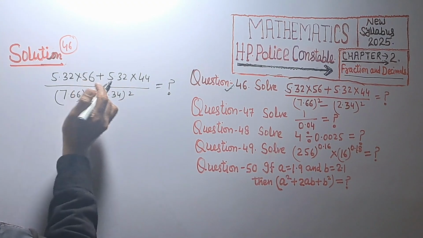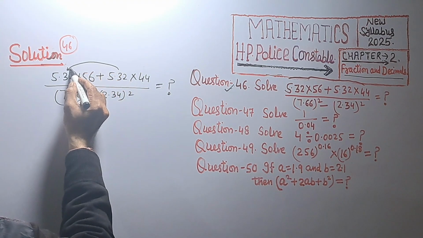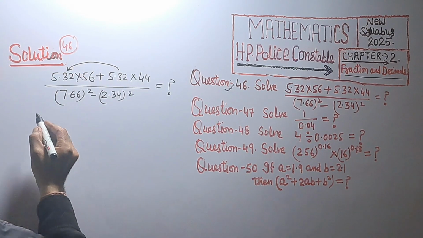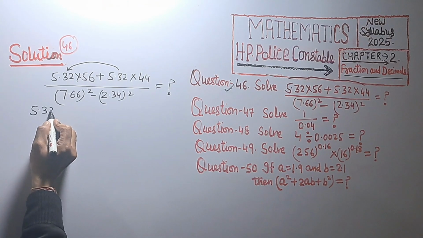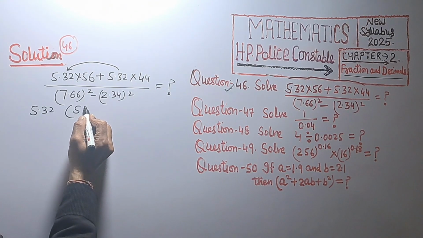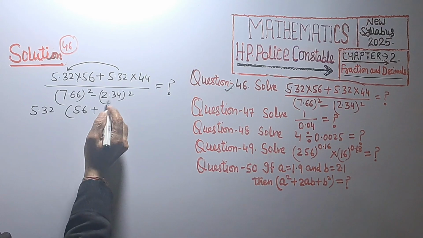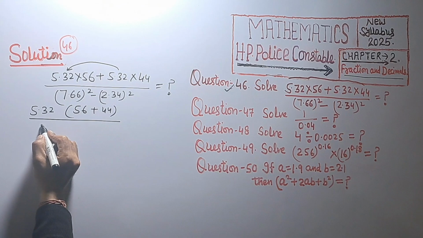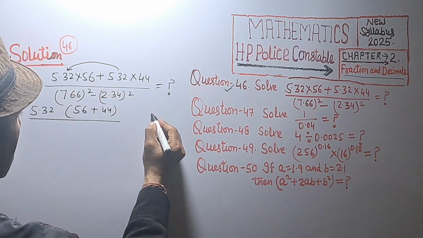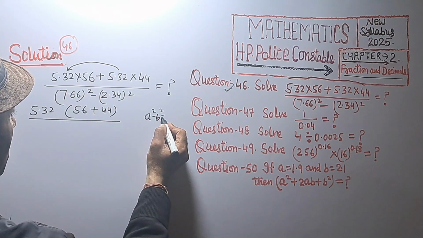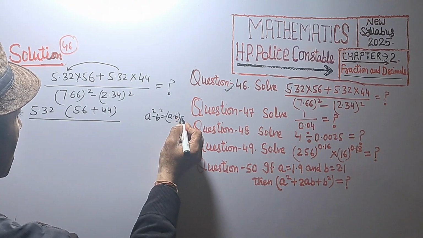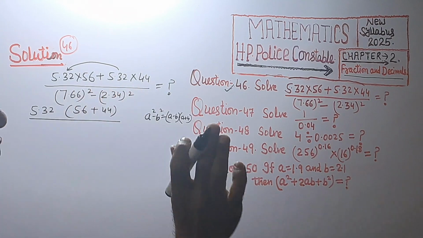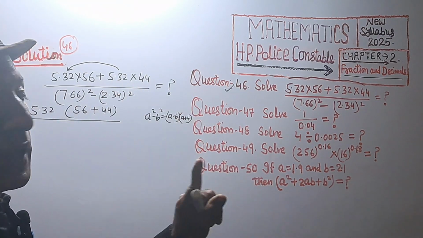First of all, we are taking 5.32 common, and 56 in bracket plus 44 in bracket, divided by a square minus b square. A square minus b square equals a minus b into a plus b. That is the a square minus b square formula.